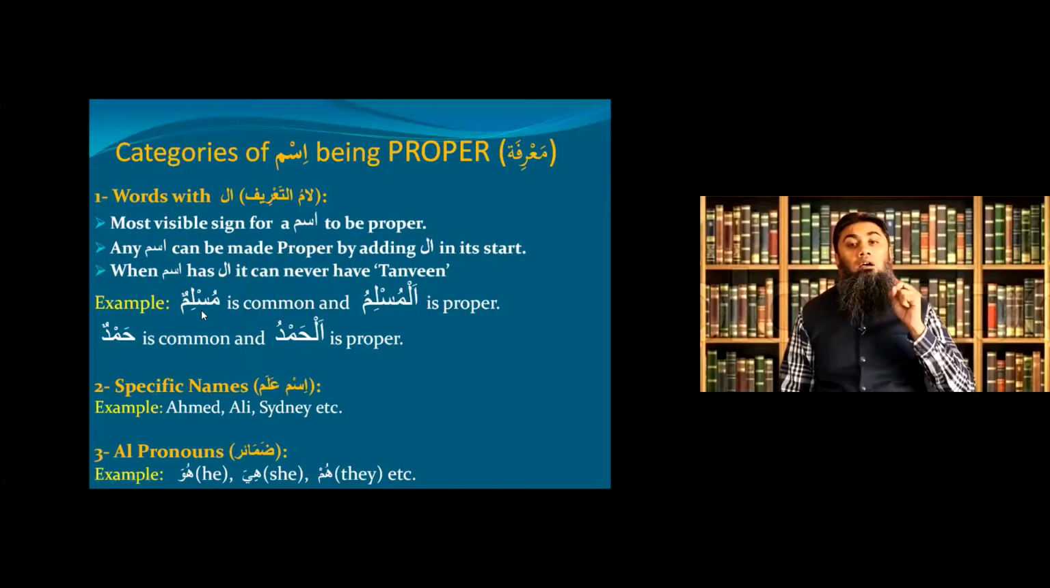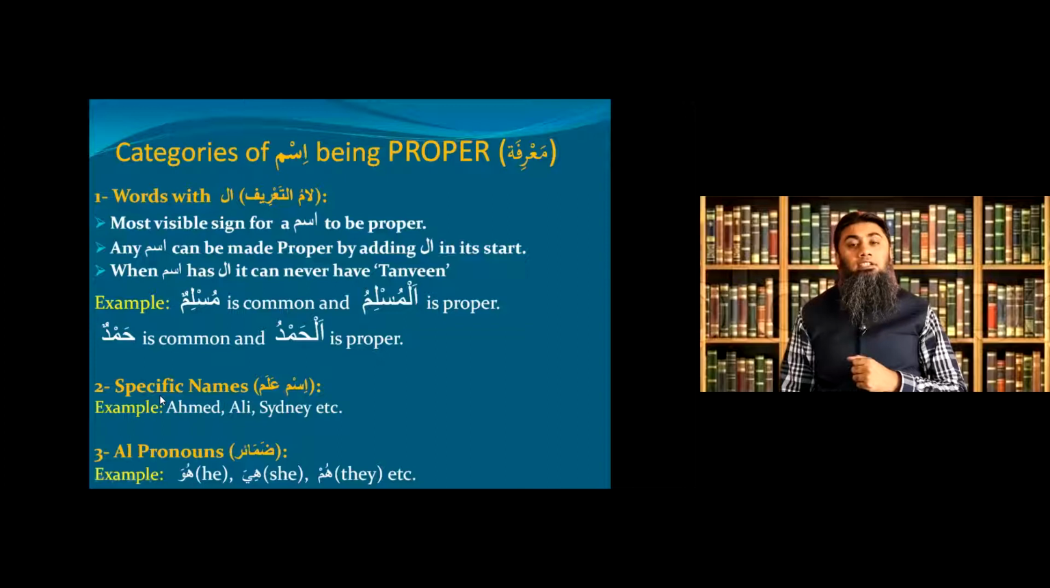Muslimun, a Muslim. It is common. If you attach alif lam, it becomes al-muslimu. Now it is proper. And you can see Muslimun has tanween, but al-muslimu has no tanween at the end. One more example. Hamdun, praise, is common. Alhamdu, the praise. Now it has become proper. So if any ism has alif lam at the start, which is called lamu ta'arif, this ism becomes proper.